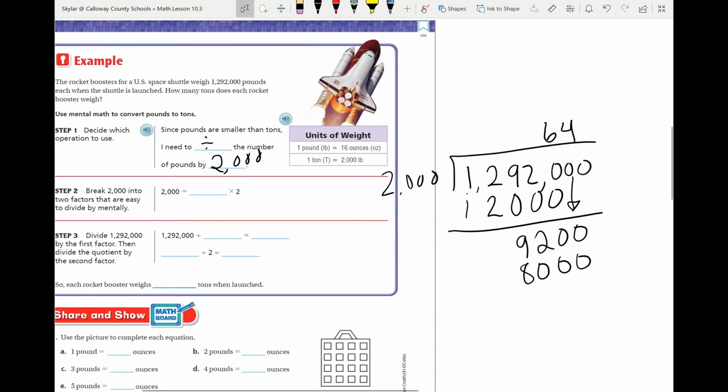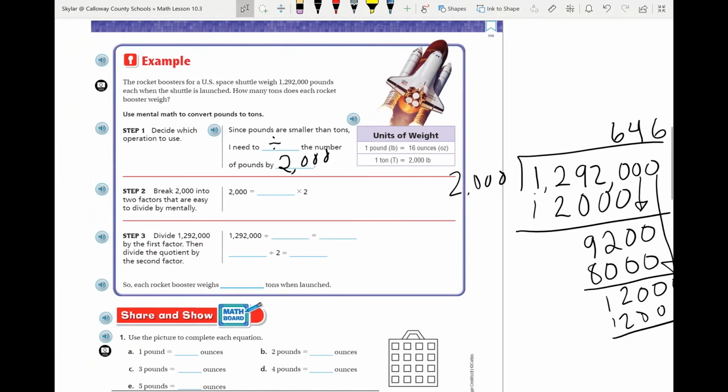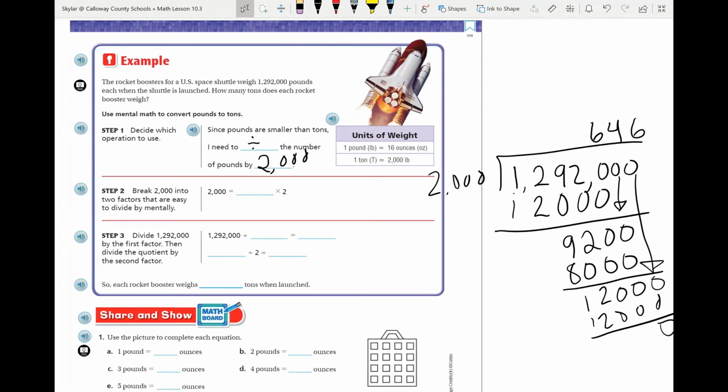And hopefully we're seeing how easy this problem really can be. It looks really overwhelming at first, but it's not that hard. Now we drop down our last 0. And how many times will 2,000 go into 12,000? 6 times. That gives us 0. So that means that it's going to be 646 tons. All that we had to do there is we divided that number that we were starting out with by 2,000. And I get it, that sounds crazy. That sounds really hard at first. But it's really not that bad.